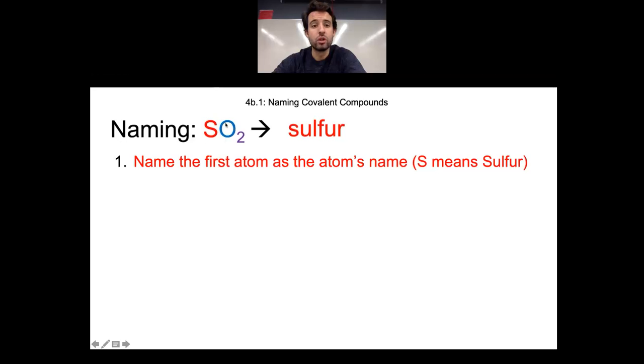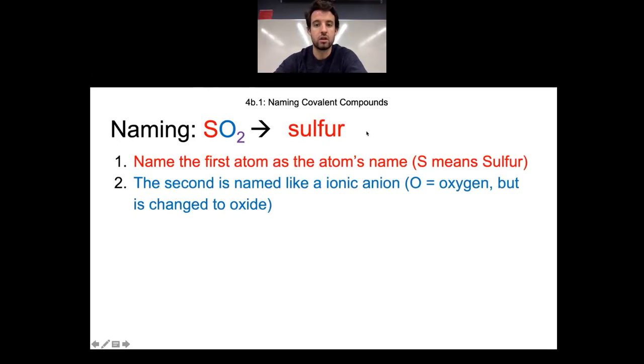With the blue letter, the second letter in this case is O. You name that like you would a nonmetal in an ionic compound. So normally it would be oxygen, but since it's the second one, instead of calling it sulfur oxygen, we would call it sulfur oxide. So that's what this is saying. The second is named like an ionic anion. Remember, anions are the nonmetals, the negative charge, that sort of thing. So oxygen changed to oxide, sulfur oxide.